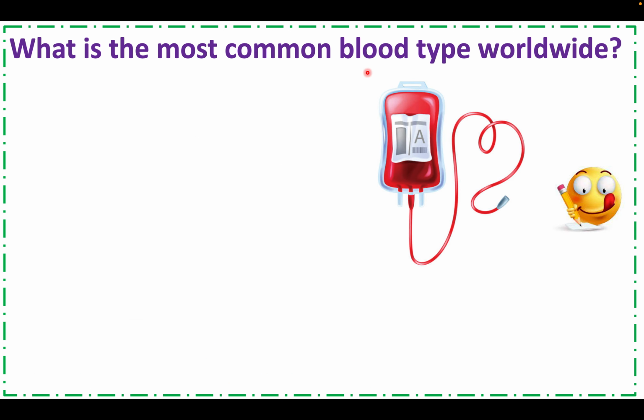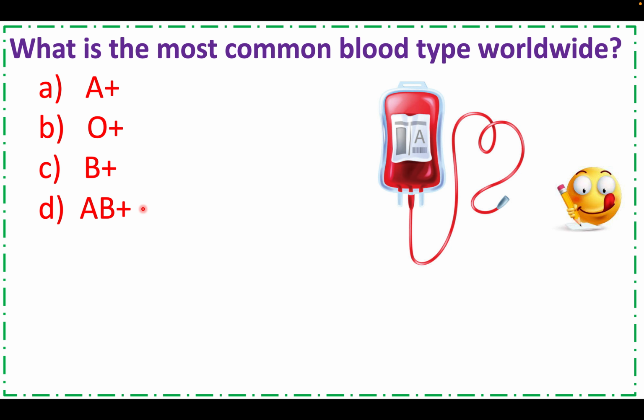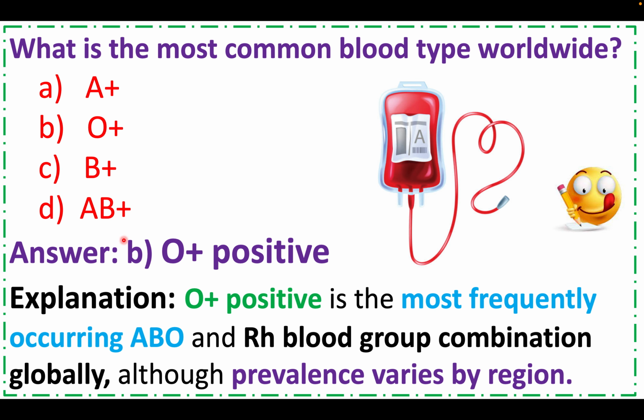What is the most common blood type worldwide? Option A, A positive, B, O positive, C, B positive, and option D, AB positive. So the correct option is B, O positive. O positive blood group is the most frequently occurring ABO and Rh blood group combination globally, although prevalence varies by region.